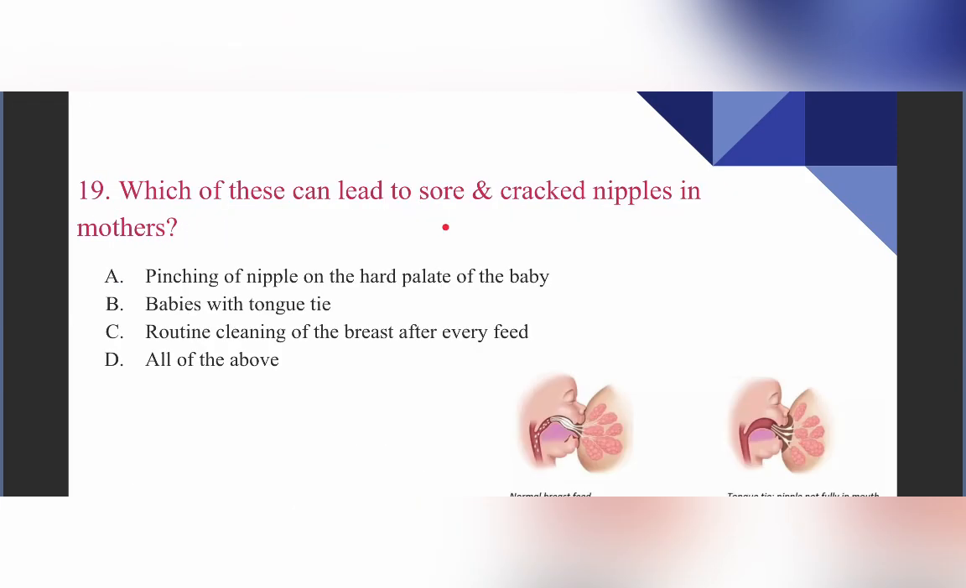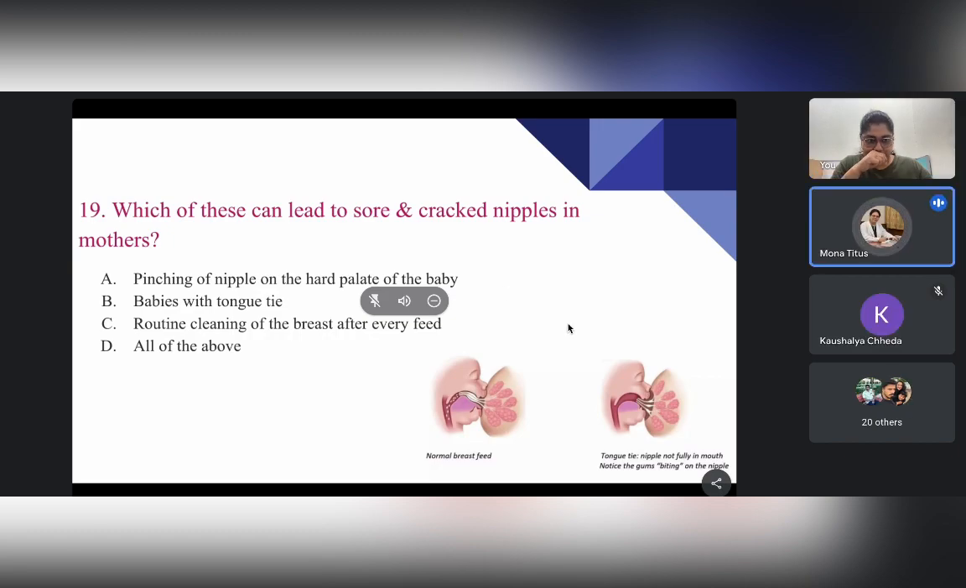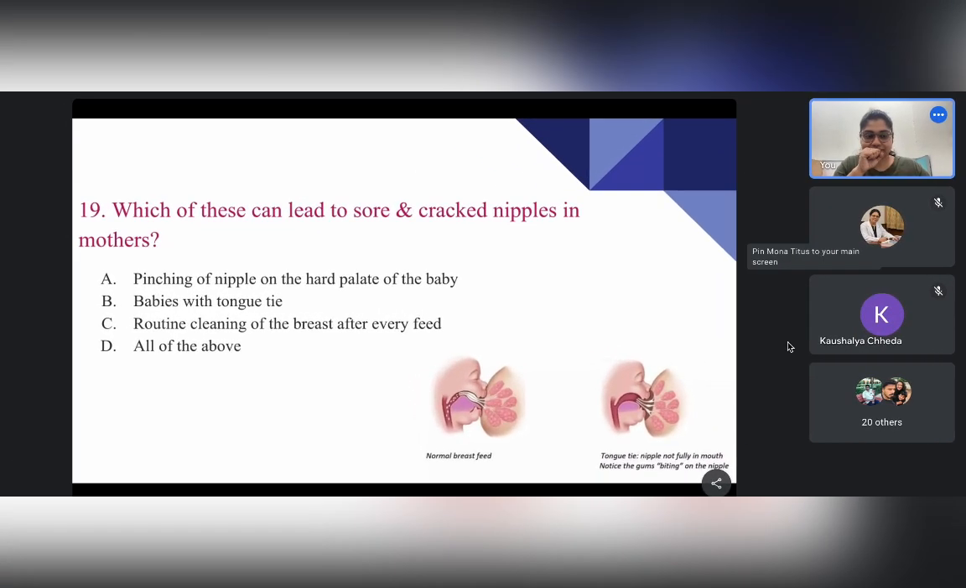So we'll move on to the next question. Which of these can lead to sore and cracked nipples in mothers? All the above, ma'am. Option D. Right. Anybody else? Okay. Right. So all of the above is the correct answer.